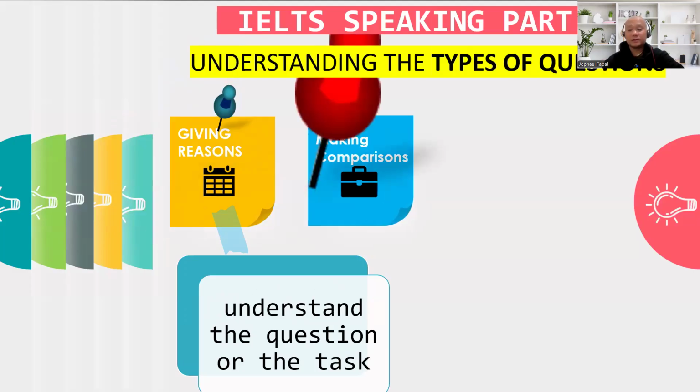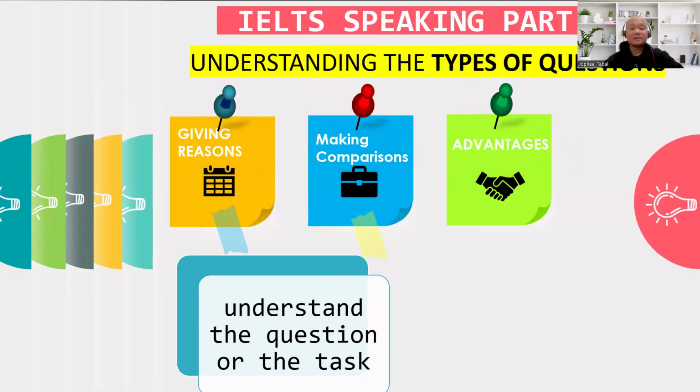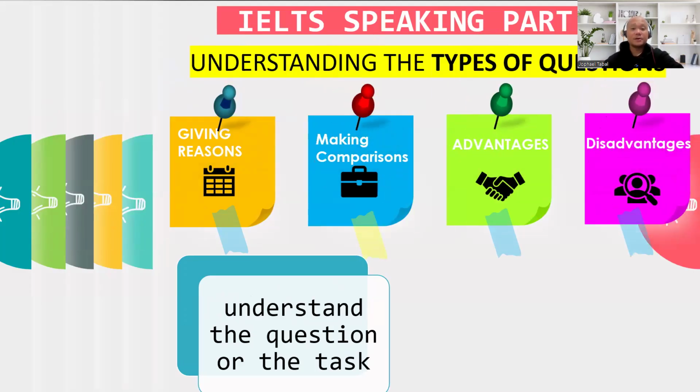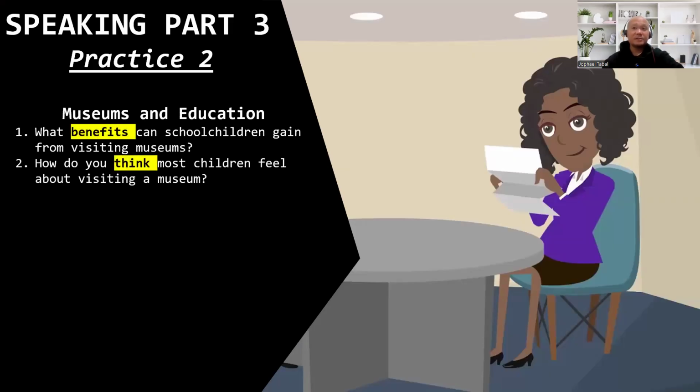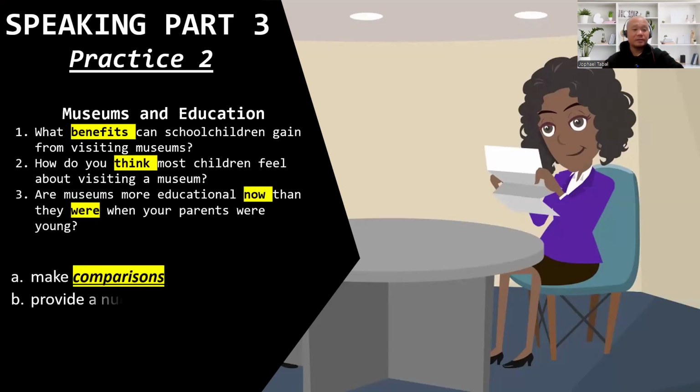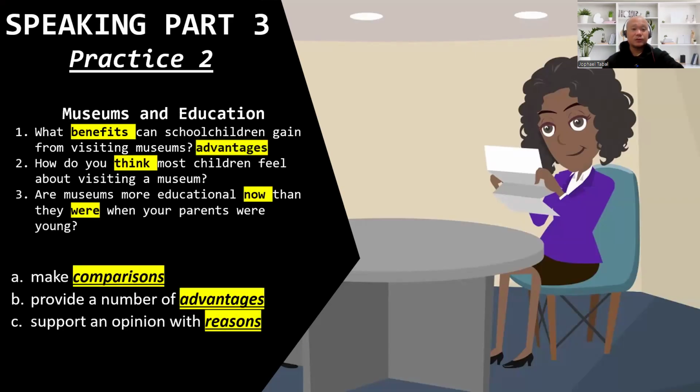We have learned in a previous meeting that in IELTS speaking part 3, there are three main types of questions: giving reasons, making comparisons, and giving advantages or disadvantages. Here's an example of the three different types of questions. Question one asks the candidate to give the advantages. The second question asks the candidate to give the reason or reasons. And in the third and last question, the candidate is asked to compare two things or two places.